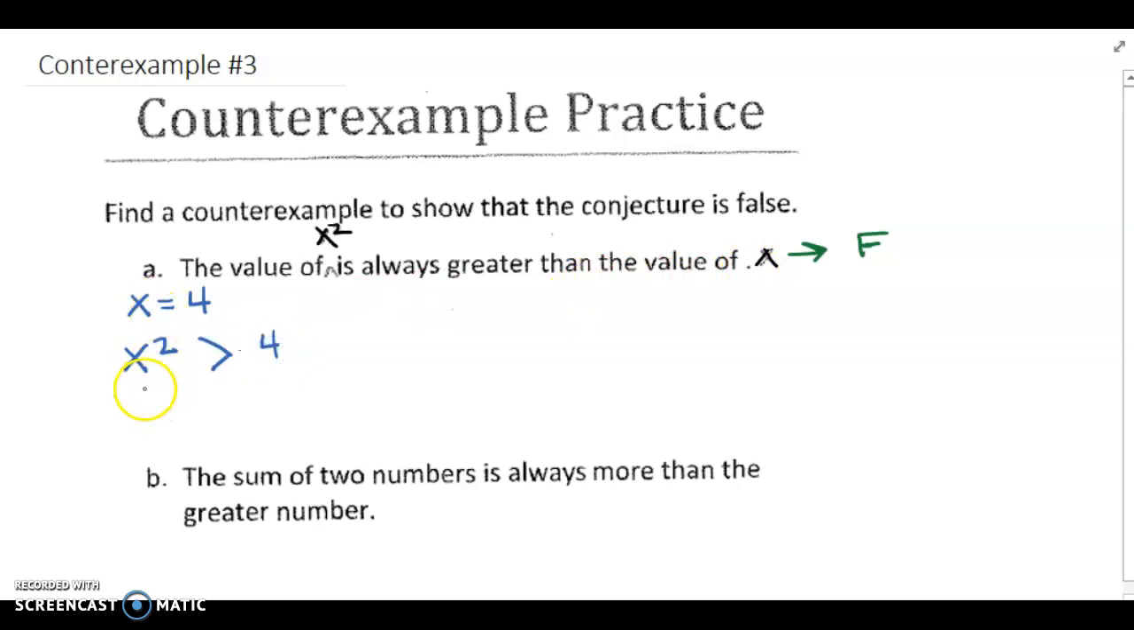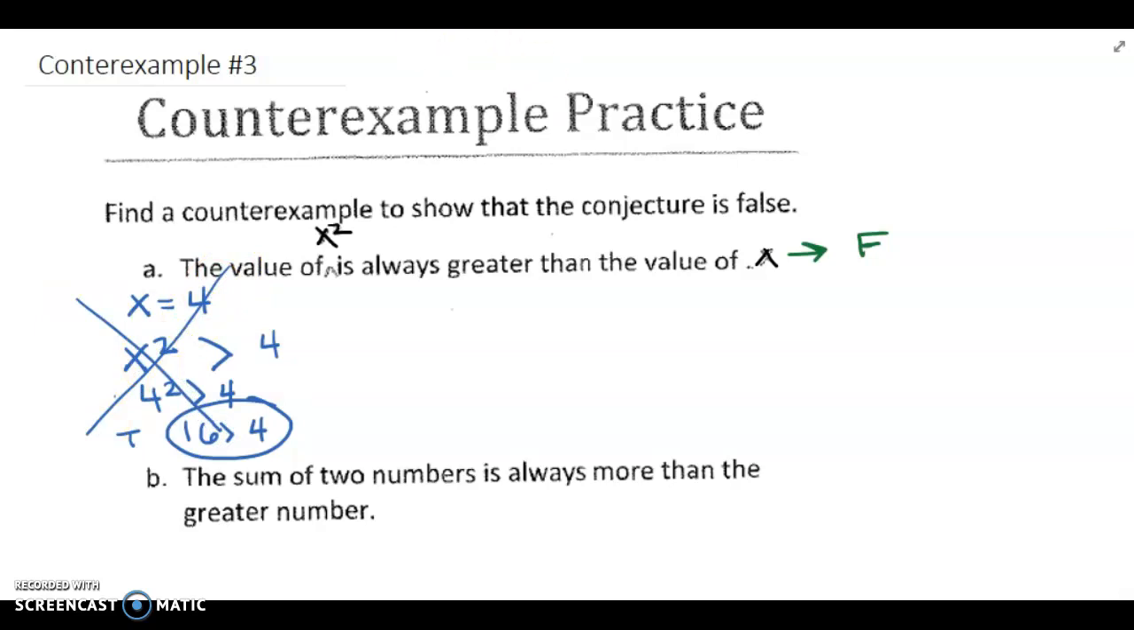Okay, so x squared, so 4 squared is greater than 4. 16 is greater than 4. That is a true statement. So that would help us prove this statement is true, not help us prove this statement is false. So that won't work. Let's try a negative number here.